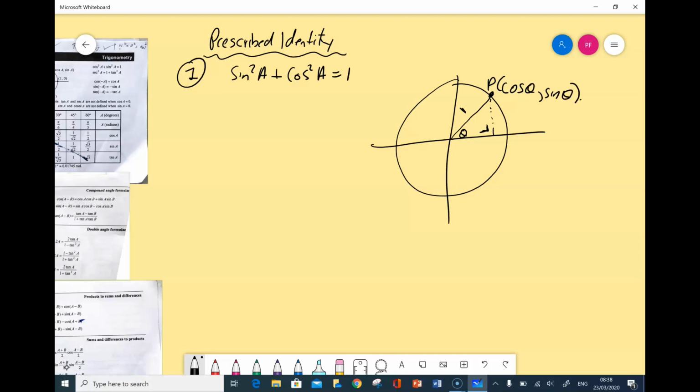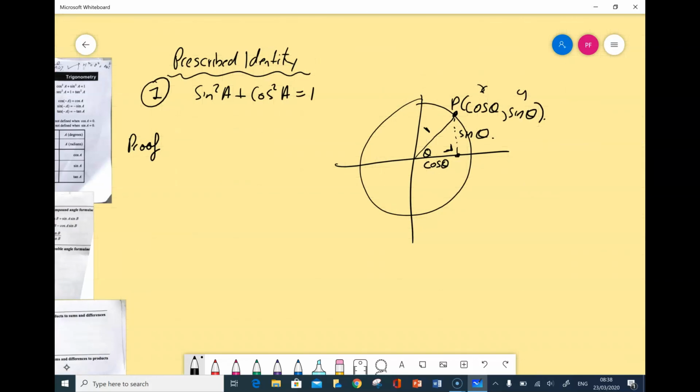Okay, so remember cos theta refers to your x, so cos theta refers to the length of this line, and sine theta is your y, so sine theta refers to the length of this line. Okay, so we're going to prove this just using our distance formula. So our distance formula is the square root of x2 minus x1 to be squared plus y2 minus y1 to be squared. That's the formula we're going to use here, okay?